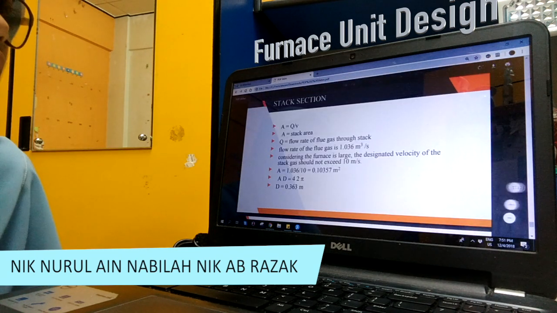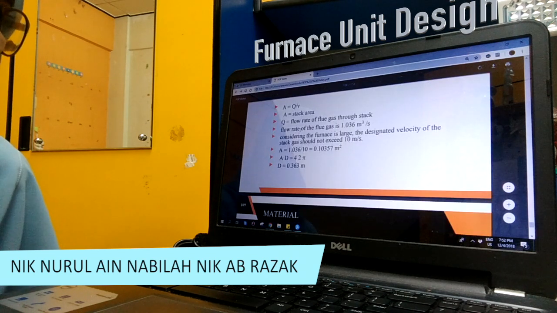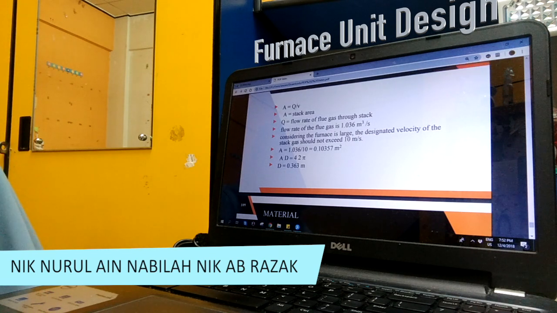Moving on, we have to calculate the stack section, the dimension of the stack. This is the formula to calculate area, which is area equals heat flow rate divided by the volume. We are assuming that the stack gas velocity should not exceed 10 meters per second. Hence we divide the total heat required by the velocity, and then we get the area, and hence we get the diameter of the stack, which is 0.363 meter.